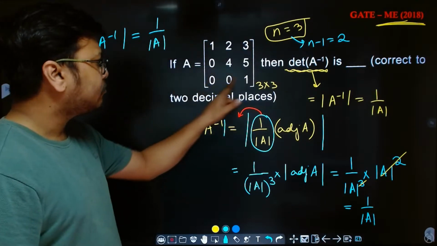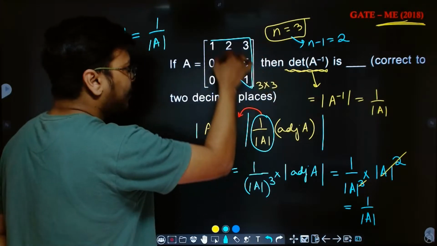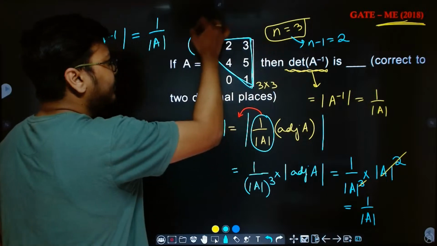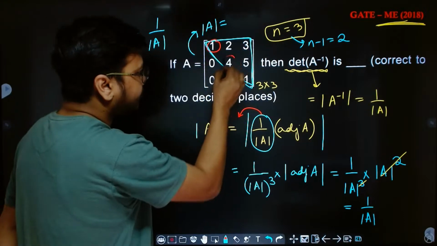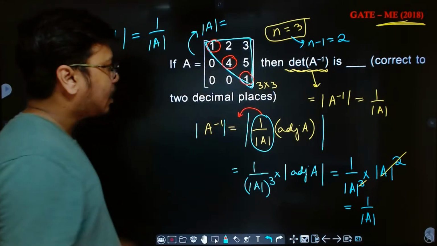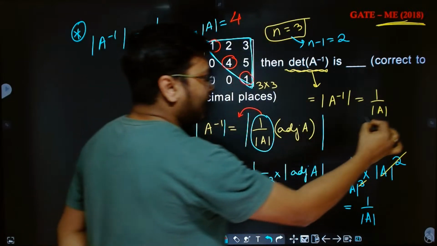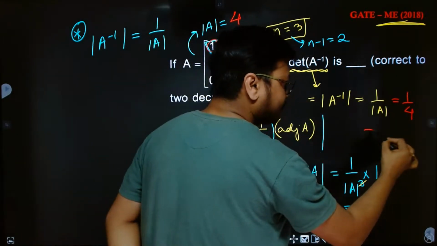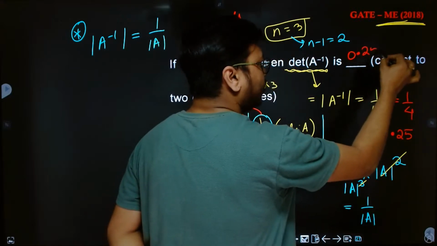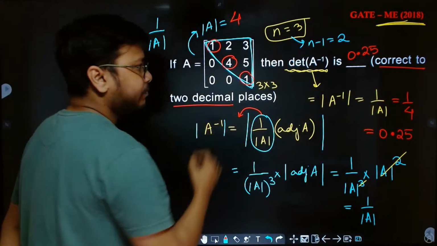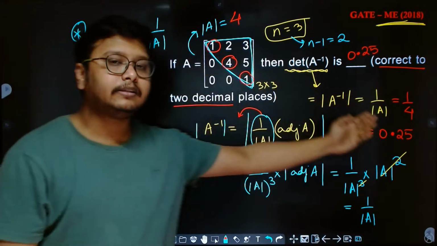You can remember this as a property. Now, it is very easy to find the determinant. As I told you, if you observe, this is an upper triangular matrix. So the determinant of A will be equal to the product of the diagonals. The product of the diagonals will be how much? 1 into 4 into 1, which is 4. So 1 by 4 is the answer, that means 0.25. So the answer is 0.25, correct up to 2 decimal places. That's it. If you remember this as a property, this is a direct answer.